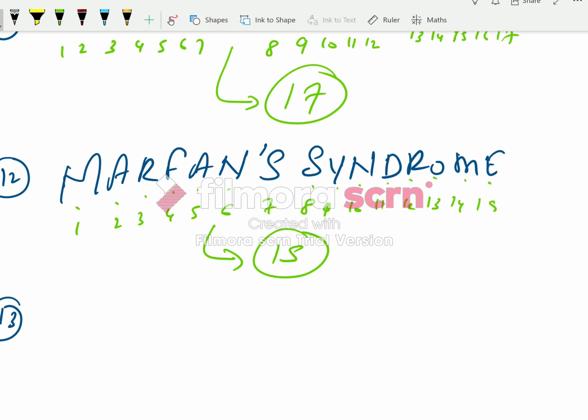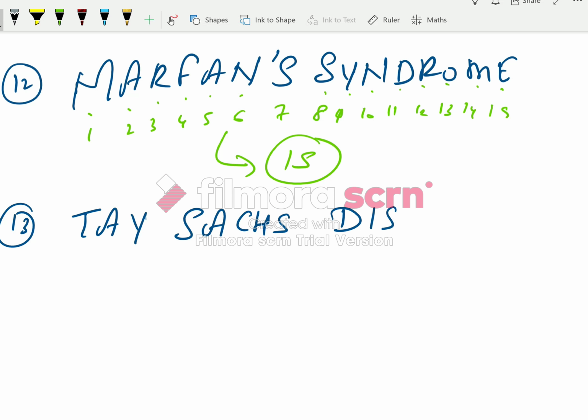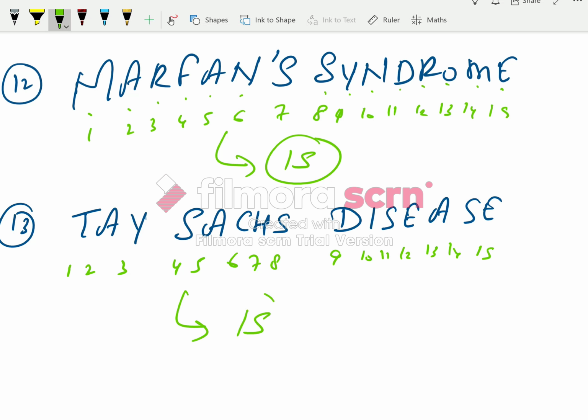One more disease. Tay-Sachs disease. Let me count this Tay-Sachs once again, 1, 2, 3, 4, 5, 6, 7, 8, 9, 10, 11, 12, 13, 14, 15. Chromosome number is 15.